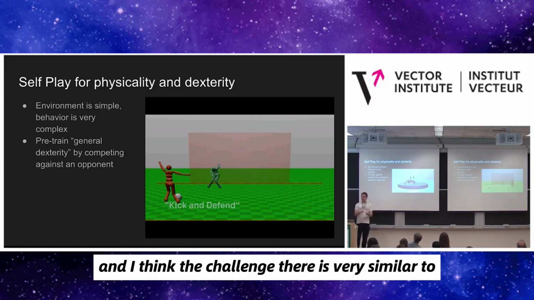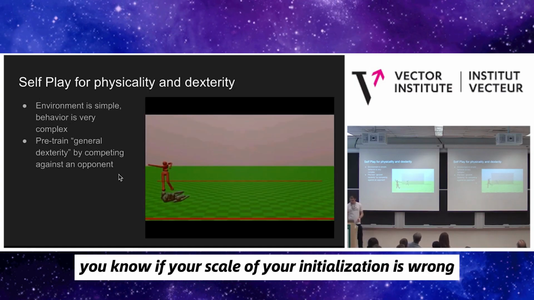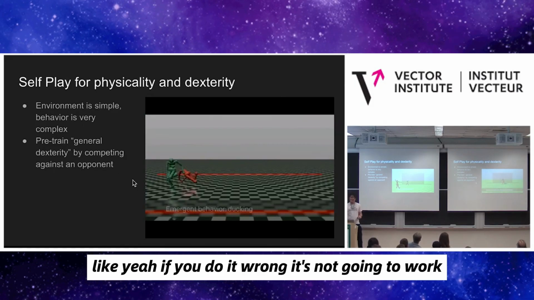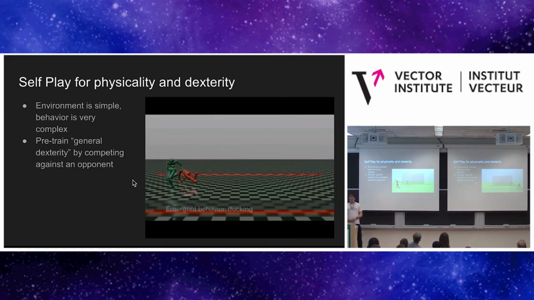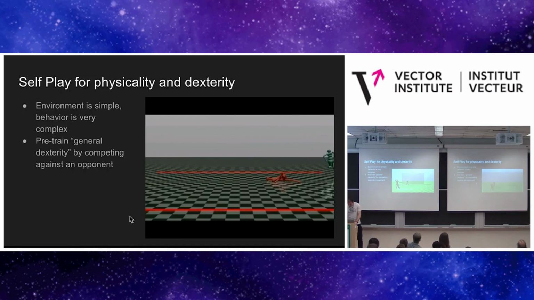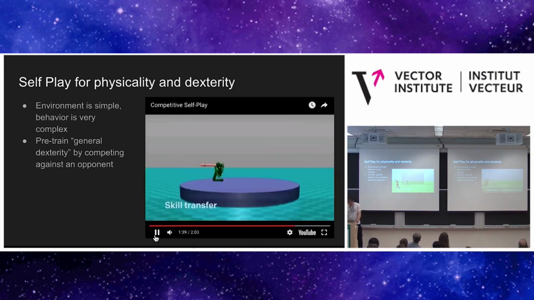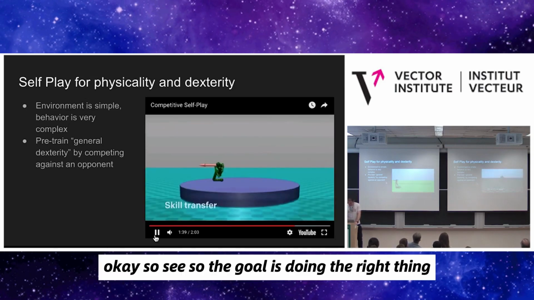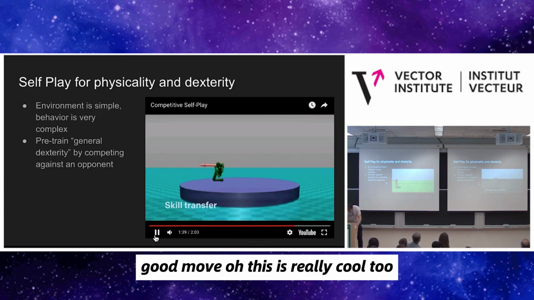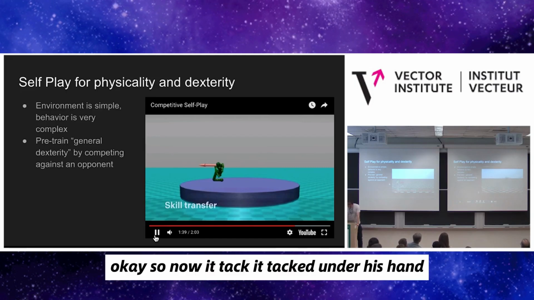And I think the challenge there is very similar to how neural nets have been back in the day, where you need to set it just right. If your scale of initialization is wrong, it's not going to work. And so I think the same is here. If you do it wrong, it's not going to work, but there is a way to do it right. And we know that there is a way to do it right because it's not unrelated to evolution. So yeah, you can see the soccer here. They learn to kick. Is it going to block? No, it didn't block. Okay, so see, the goalie is doing the right thing, and he was able to block. Good move. Oh, this is really cool too. Look at this. Okay, so now it ducked under his hand.